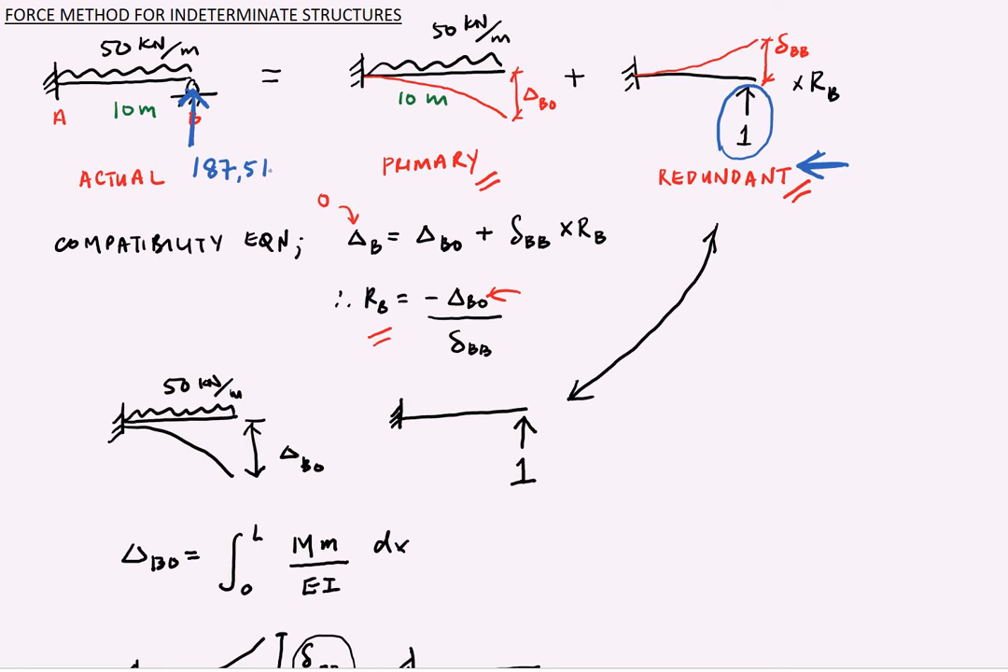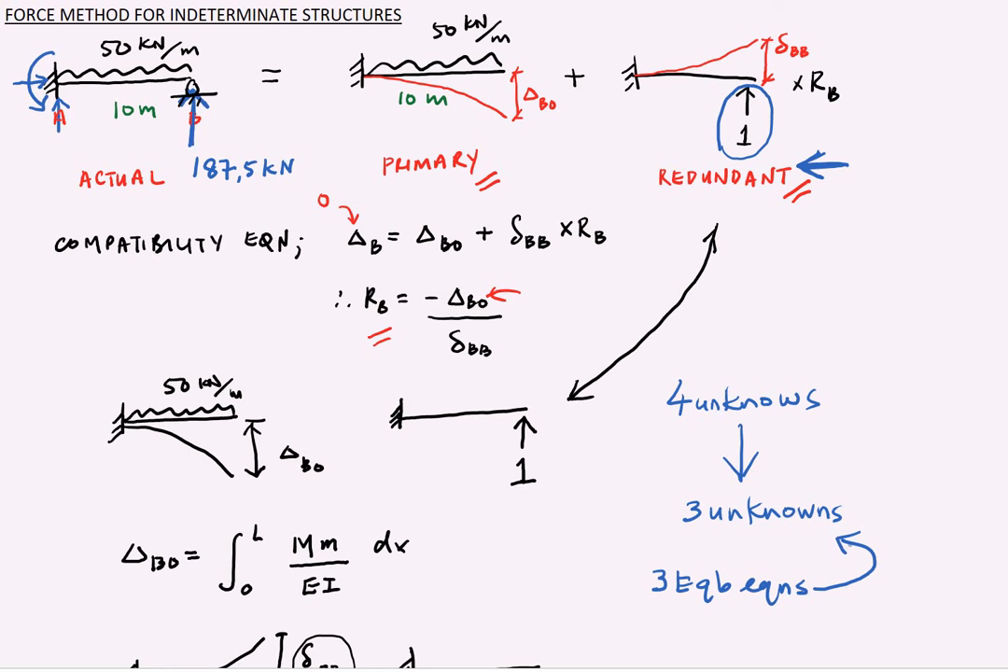Once you get RB, your number of unknowns reduces from 4 unknowns to only 3 unknowns. If you look back at the actual equation, they are AX, AY, and the bending moment. Because you have 3 equilibrium equations, you can then solve for the remaining 3 unknowns. It can only be done once you find one of the unknowns.